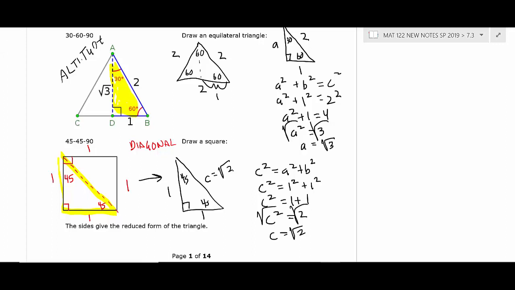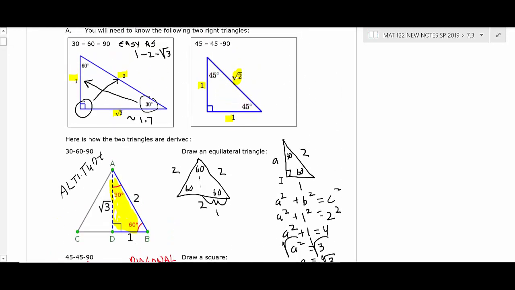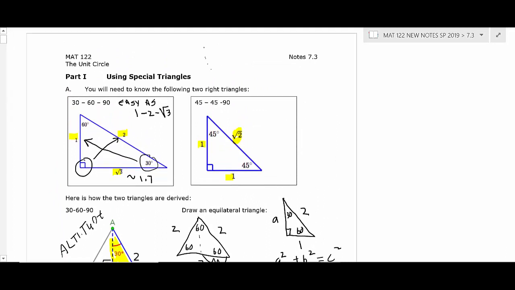All right, so that's a real easy derivation, and that's how a mathematician figured these triangles out. They just came from things we already knew about equilateral triangles and squares. So you got that. Now I want to move up to this top thing and show you how I remember this.